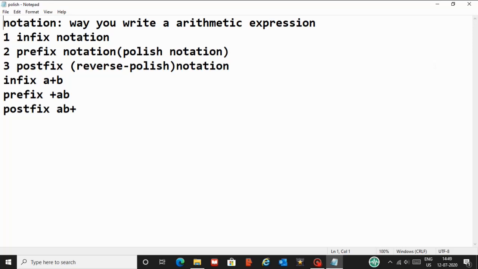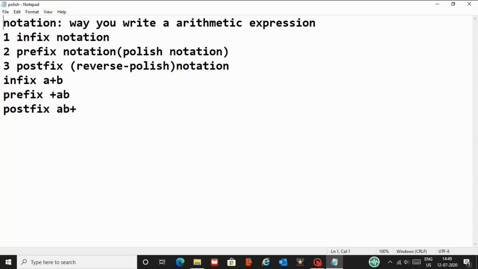When we started notation, what is a notation? Notation is nothing but a way to write an arithmetic expression. The way you write an arithmetic expression is known as a notation. And then we started the discussion with infix notation. Any arithmetic expression can be written in three different ways.